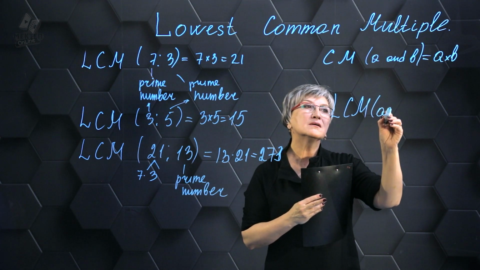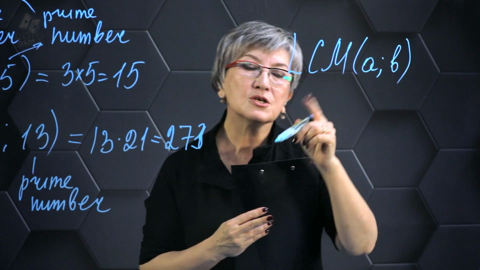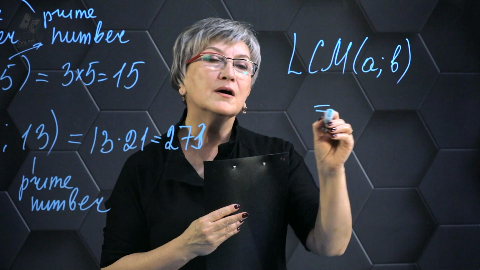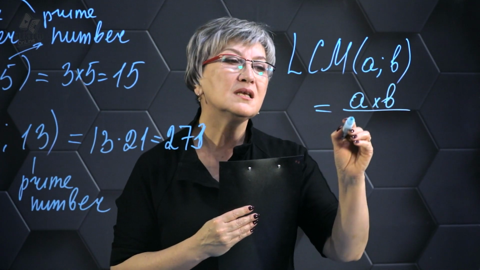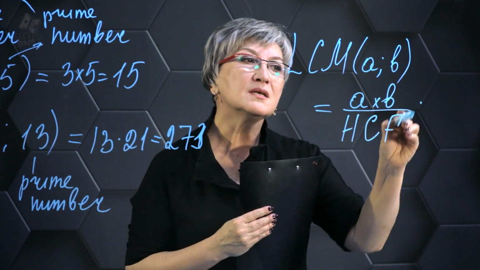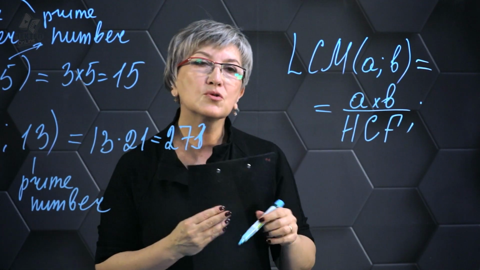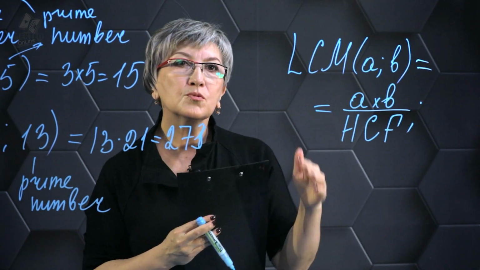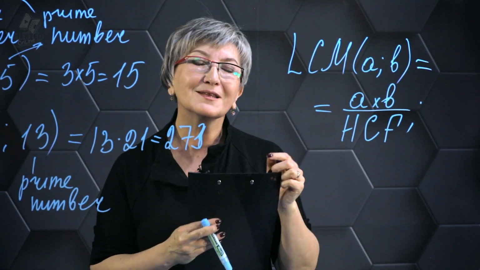If we need to find the least common multiple of two numbers, the LCM, then you can always multiply A by B, and then proceed with dividing it by the highest common factor. And in this case, you will always obtain the least common multiple. You can verify this formula and you will still obtain the least common multiple regardless.